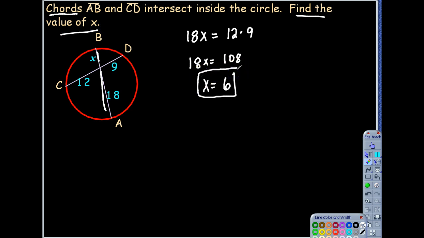Now, one thing I want to make a side note, just because I know on tests you might see something that takes it a little bit further. If the directions said find the value of segment BA, then I'd have to add that 6 to the 18, which is not hard to do. But again, just look at those directions. So just be careful with the directions.